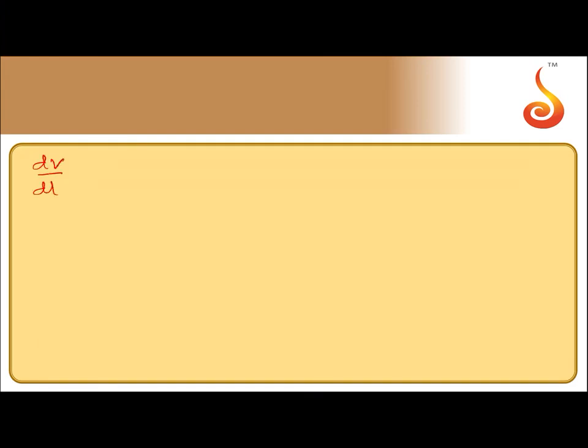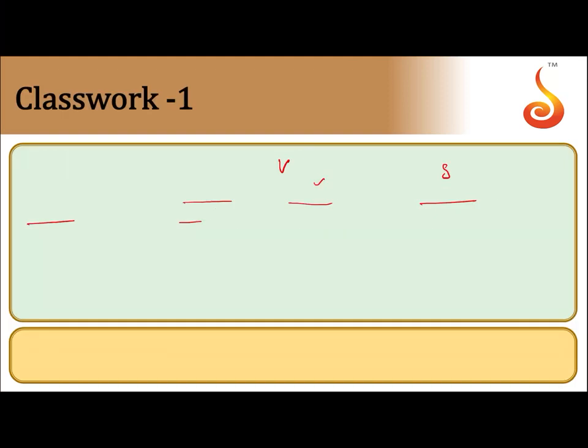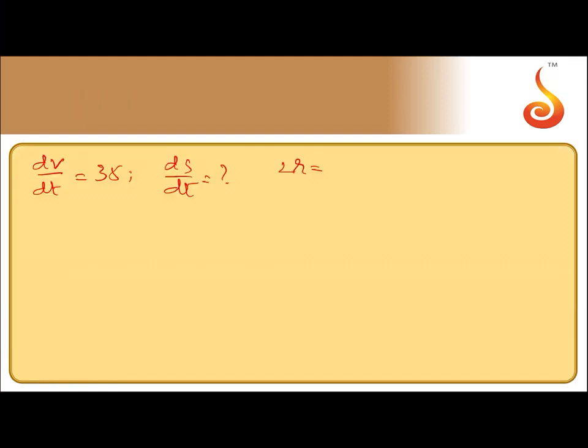It means you are given dV by dt equals 35, and dS by dt is how much when the diameter 2r is equal to, how much will be given? So you are given it is 14. That means r is equal to 7. Okay, why not calculate the ratio? dS by dt divided by dV by dt. You are given this already, and this one you need to calculate.